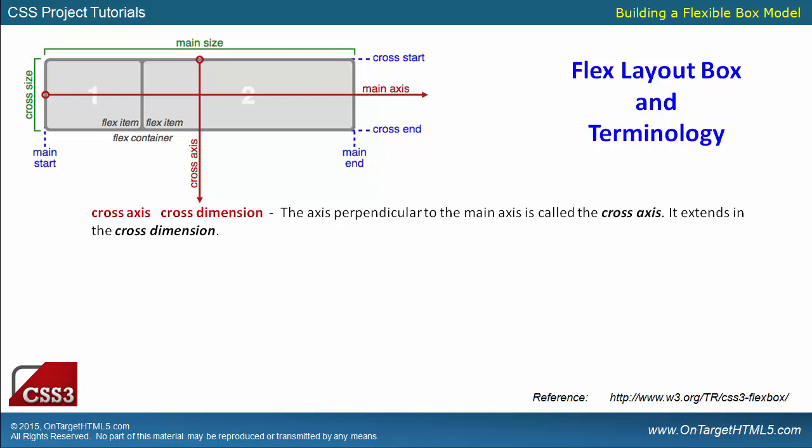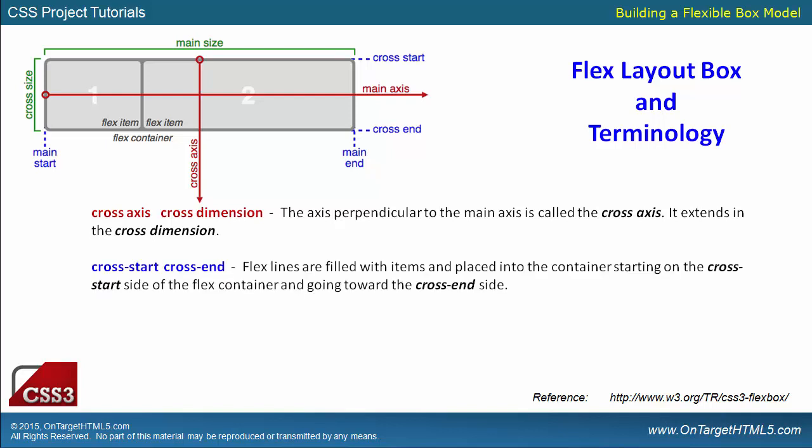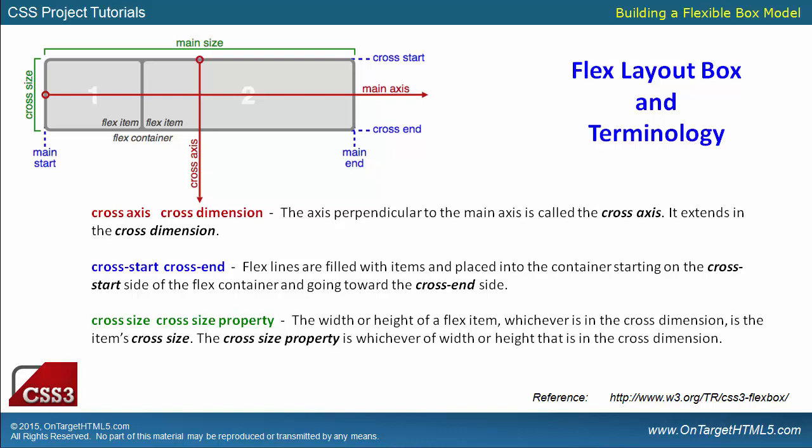And again, you'll see a lot of these demonstrations as we go through the lab, so don't get concerned if you don't understand exactly what we're talking about yet. This is the specification from the W3C. The cross start and cross end: Flex lines are filled with items and placed into the container starting on the cross start side of the Flex container and going toward the cross end side.